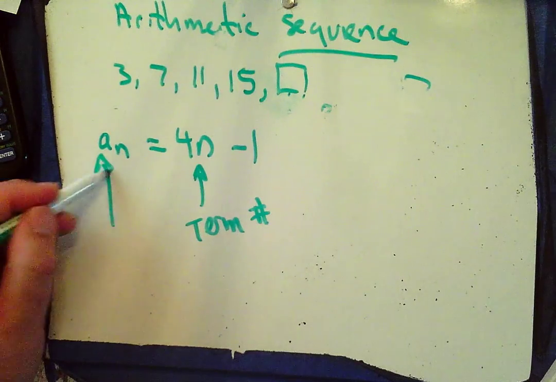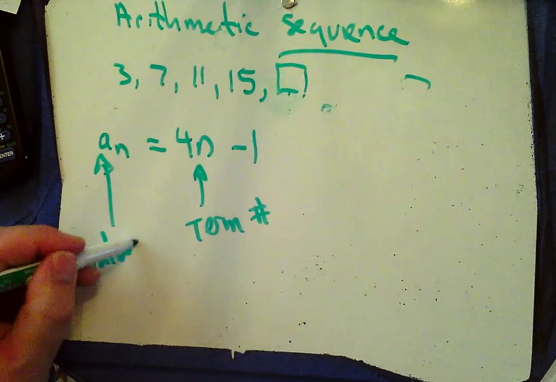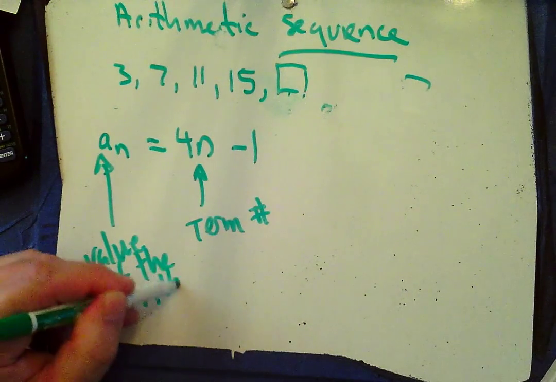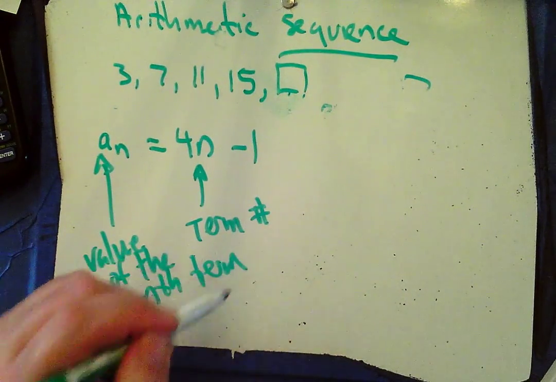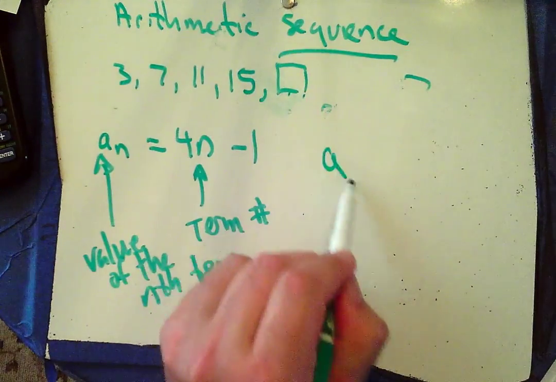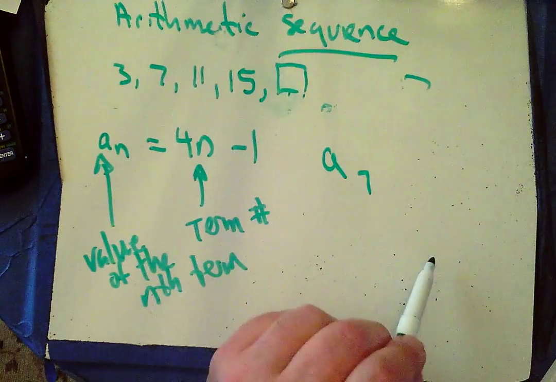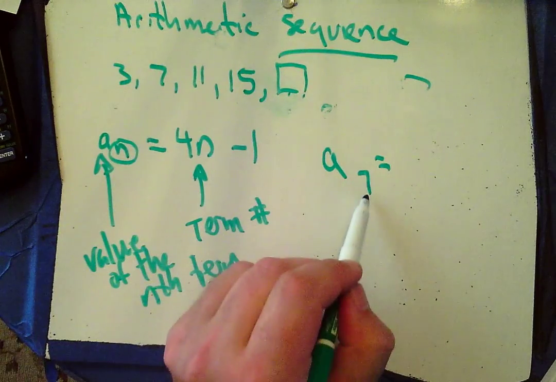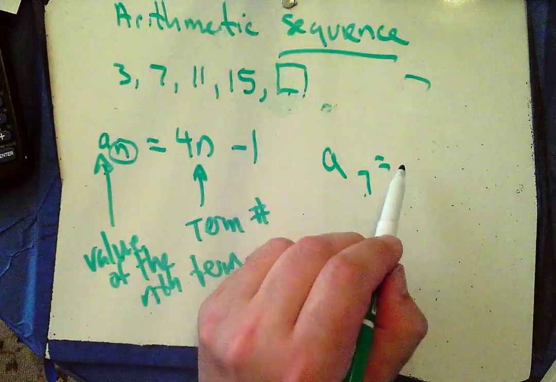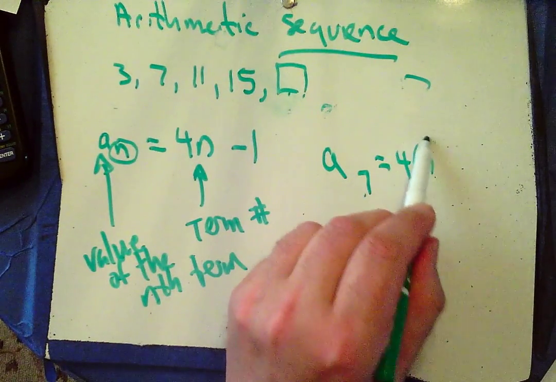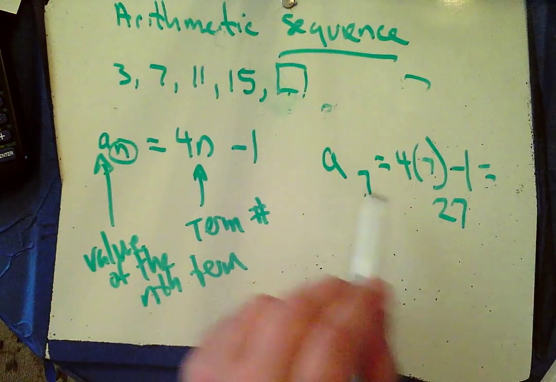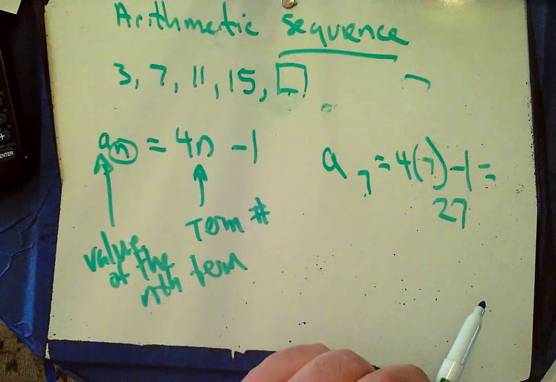and this is the value of the nth term. So if I see something like a sub 7, that means I'm supposed to replace n with 7 in the rule. So 4 times 7 minus 1 is 27. A sub 7 is 27.